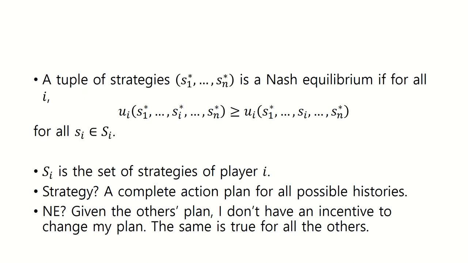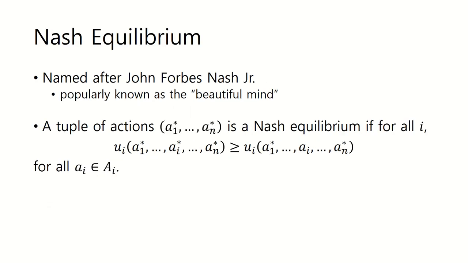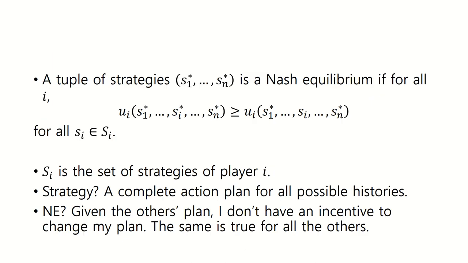The formula, the inequality looks exactly the same, but the only difference is here we use the word action, and we use A to denote the actions of players. Here we use a different term called strategy, and we use S to denote strategies of players. What is a strategy? A strategy is not exactly an action, but it's more like a plan. A strategy is a complete action plan for all possible histories.